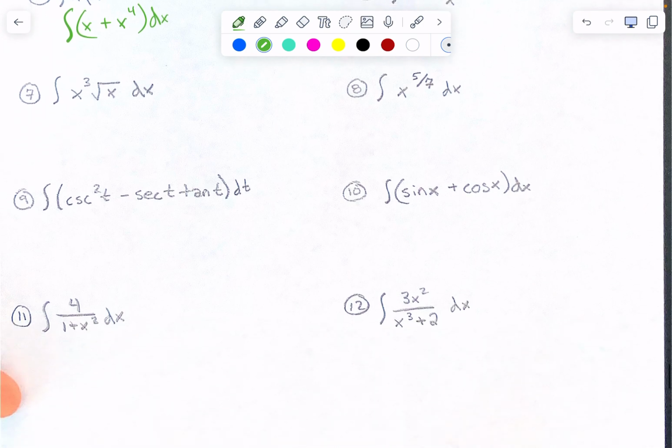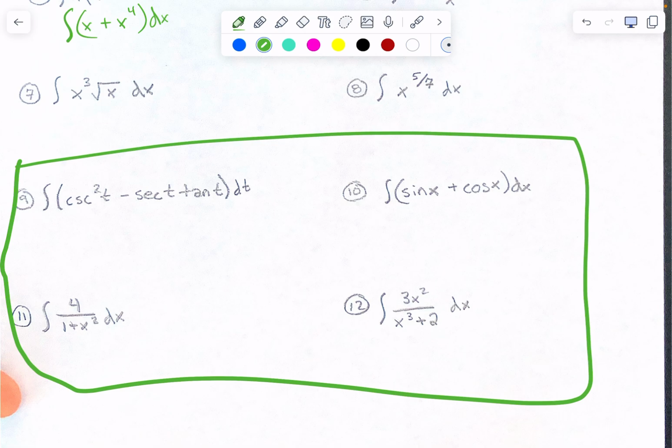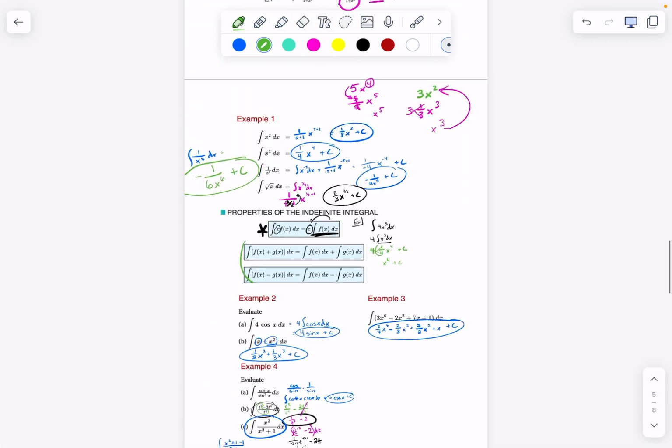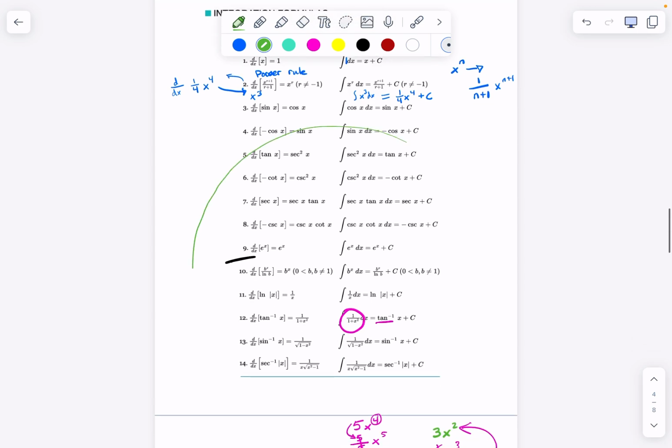I will tell you 9 through 12, you might have to get a little creative. These are not going to use the 1 over n plus 1, x to the n plus 1 formula. Those are going to use formulas that are on this sheet right here, your integration formulas. It's going to be trig functions and stuff.